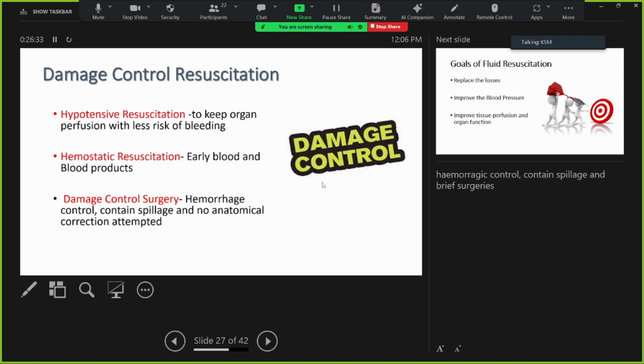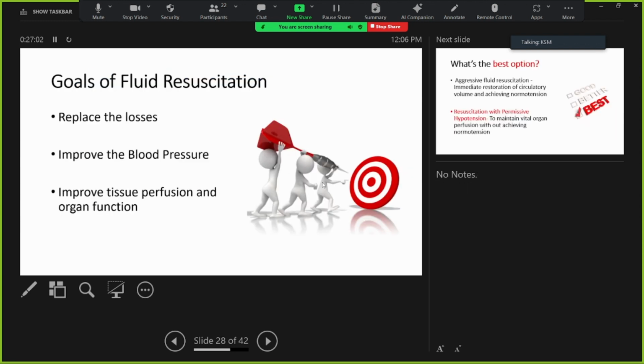in your resuscitation. And then they encourage damage control surgeries, where the primary objective is to control the hemorrhage and contain the spillage, and no anatomical corrections are attempted, and they are very brief surgeries. Once you do that surgery, the patient will be resuscitated in the ICU setup. Once you resuscitate, go for corrective surgery. So that is what they are encouraging in damage control resuscitation.